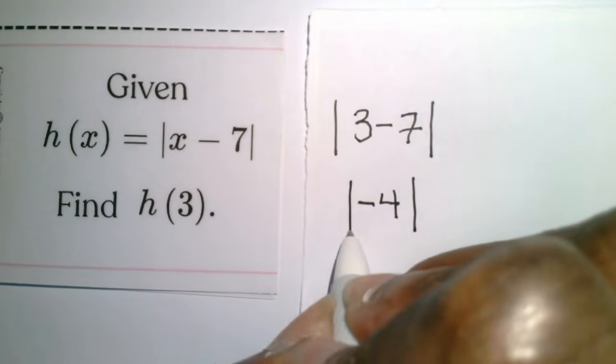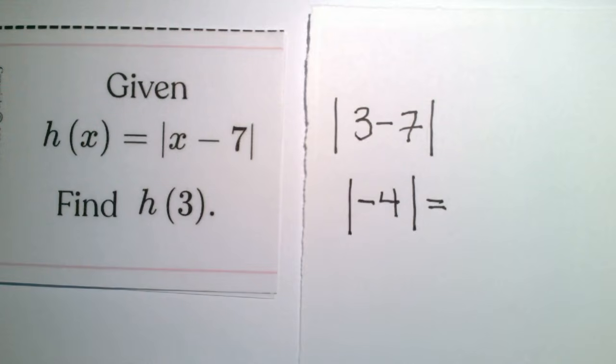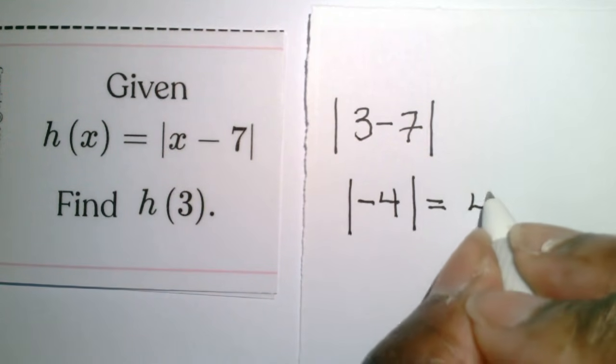Absolute values are basically your distance away from 0, so it's always going to be positive. Your answer for this will be 4.